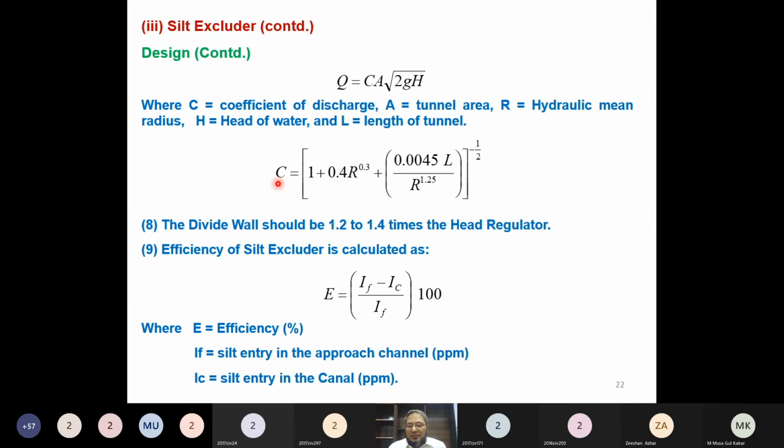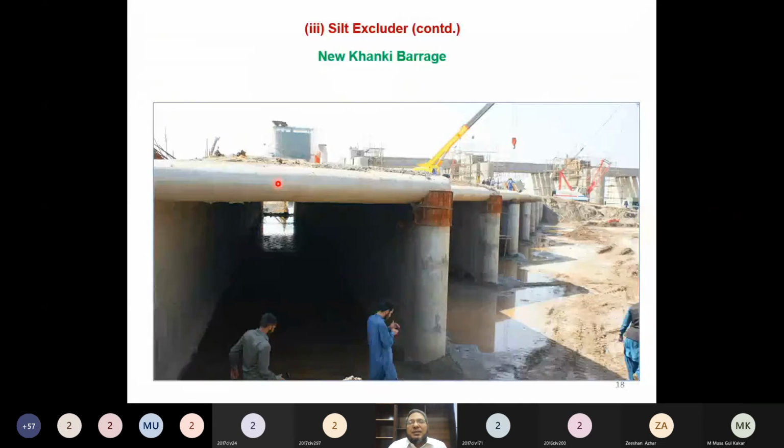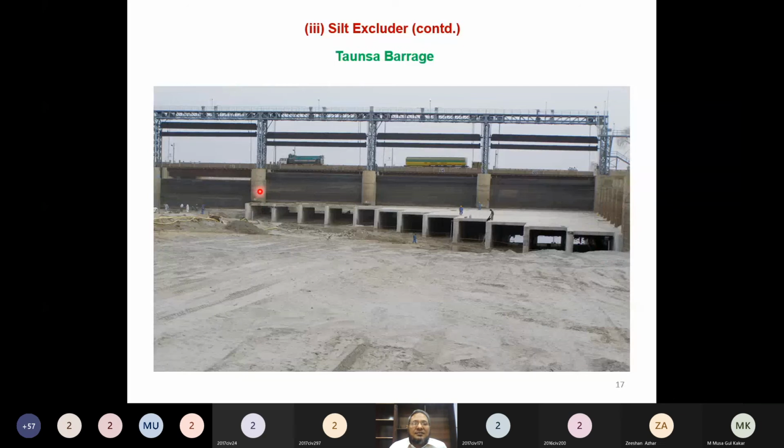Now please tell me, which tunnel would have more discharging capacity? This tunnel or the last tunnel? The one close to the head regulator. This tunnel would have the maximum discharging capacity. What is the reason? If you see the discharge formula of the box culvert, what does that formula say? Well, what common sense says is that the length of this tunnel is the longest, so more friction would be offered by this tunnel as compared to this tunnel. So the discharging capacity of this tunnel should not be lower than this tunnel.